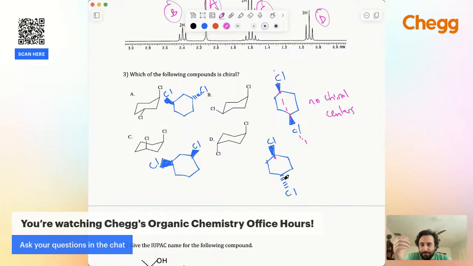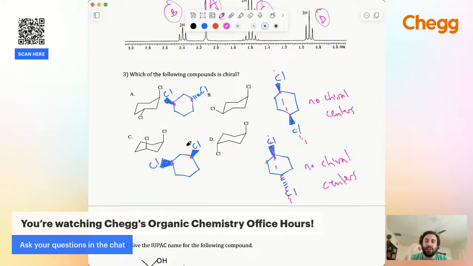Same with here. The two directions around the ring are identical. So there are not 4 different groups. So there are no chiral centers here. So these cannot be it. There are no chiral centers. Those are not chiral. Now, these ones do each have 2 chiral centers. There are 2 chiral centers here.